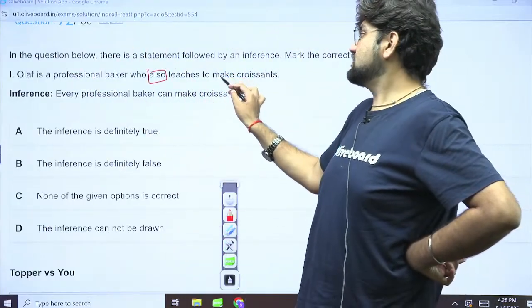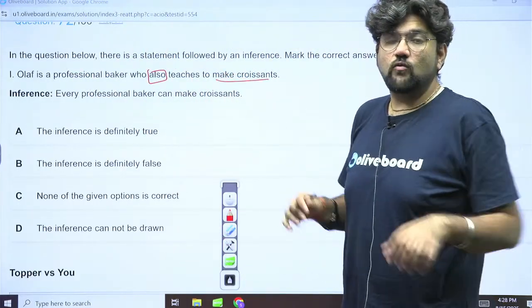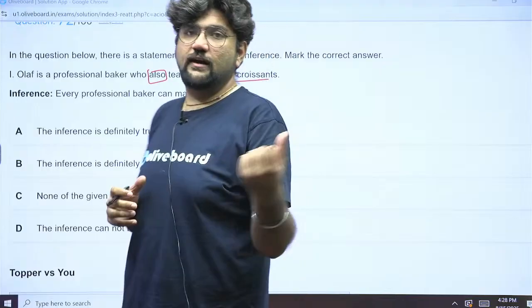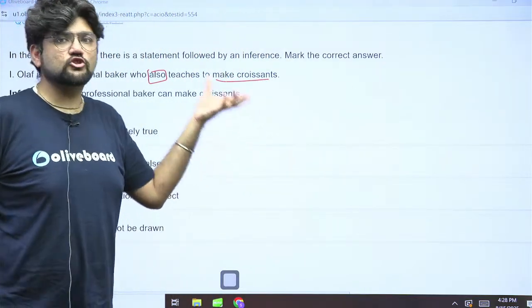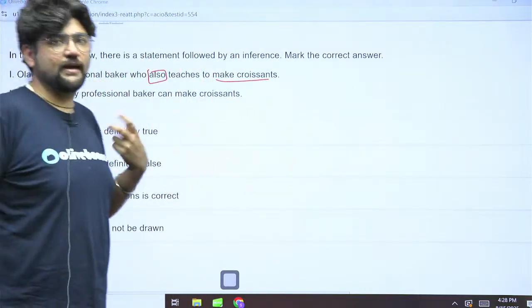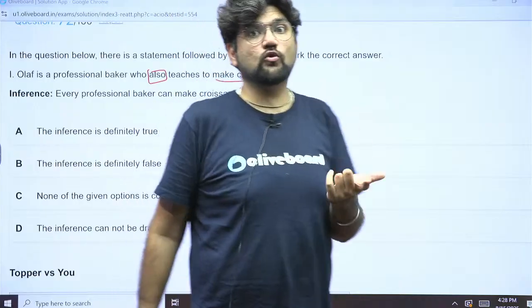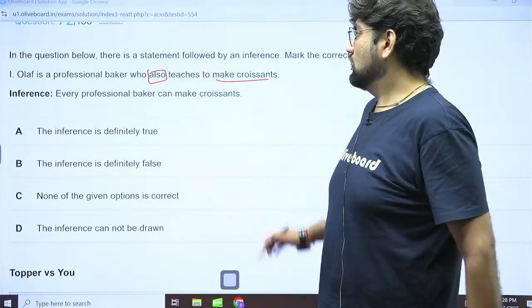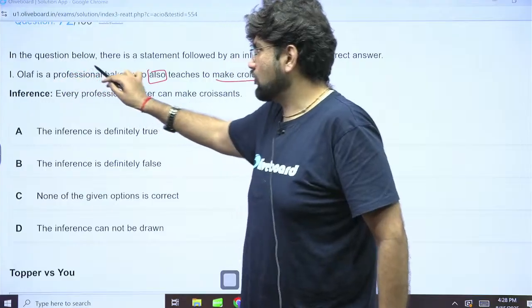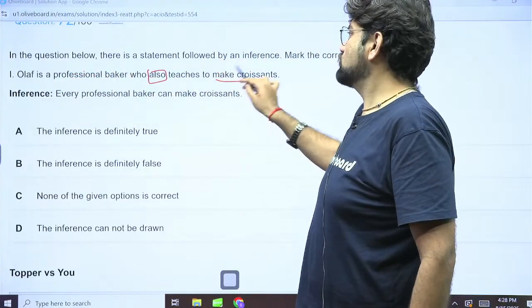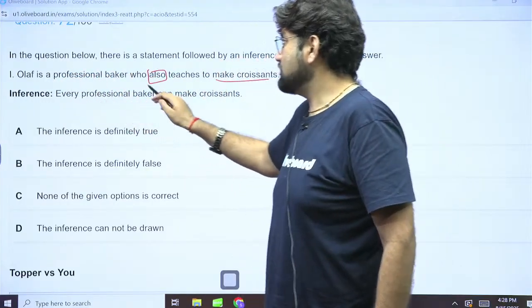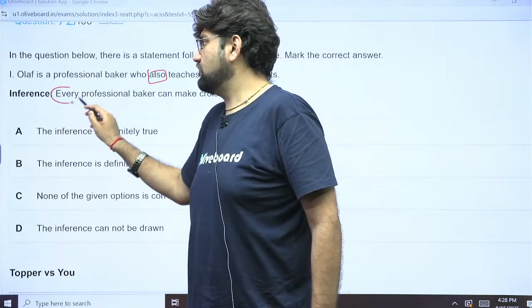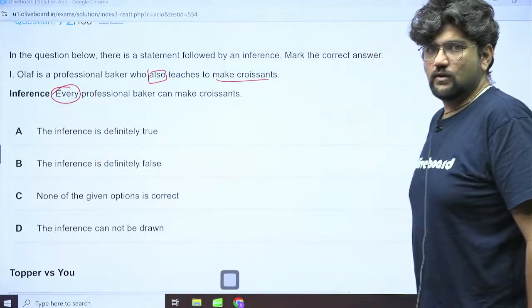Additionally, he teaches how to make croissant. Now, croissant, you know, French bread. Ideally bakers know how to bake French bread, but not everybody needs to know that, right? Not every baker needs to know how to make a croissant. So this also shows that Olaf is a professional baker who also teaches to make croissant. Every professional baker can make croissant. This is the inference.